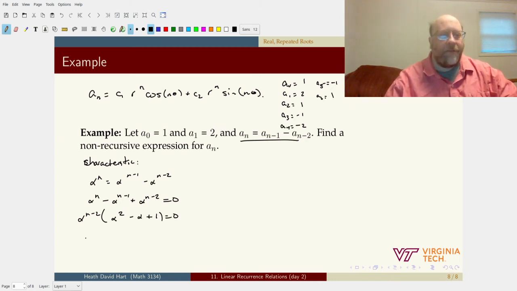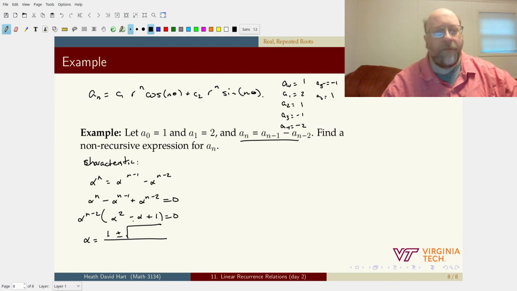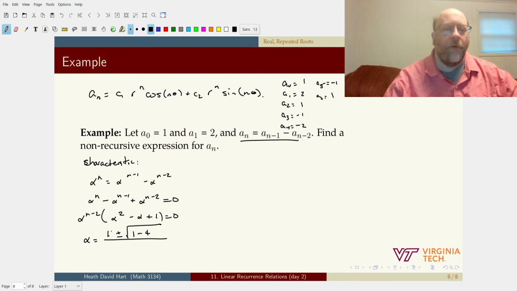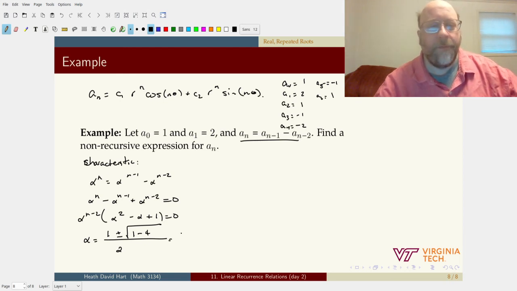This doesn't factor nicely, but if we use the quadratic formula, alpha is going to be equal to negative b, which is 1, plus or minus the square root of b squared, which is 1 again, minus 4 times 1 times 1, so minus 4, over 2a, which turns out to be 1/2 plus or minus the square root of negative 3 over 2, or 1/2 plus or minus square root of 3 over 2 i.